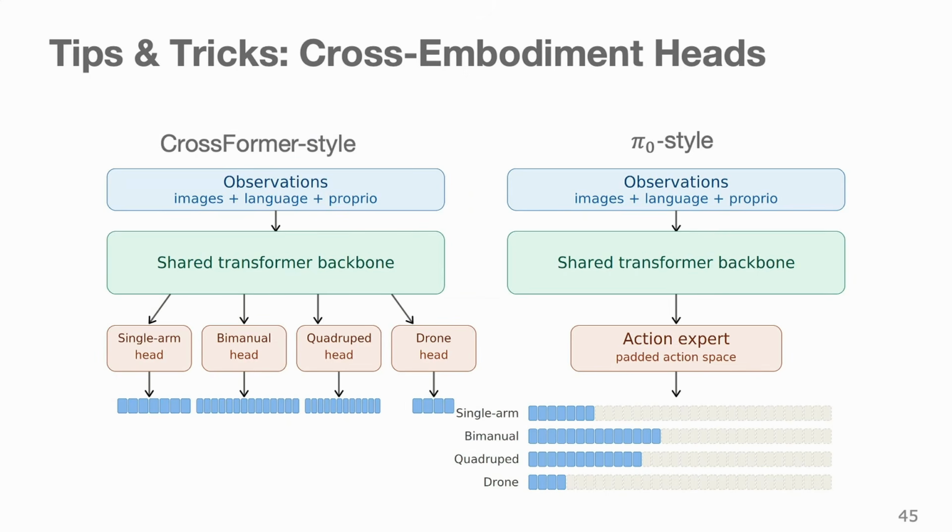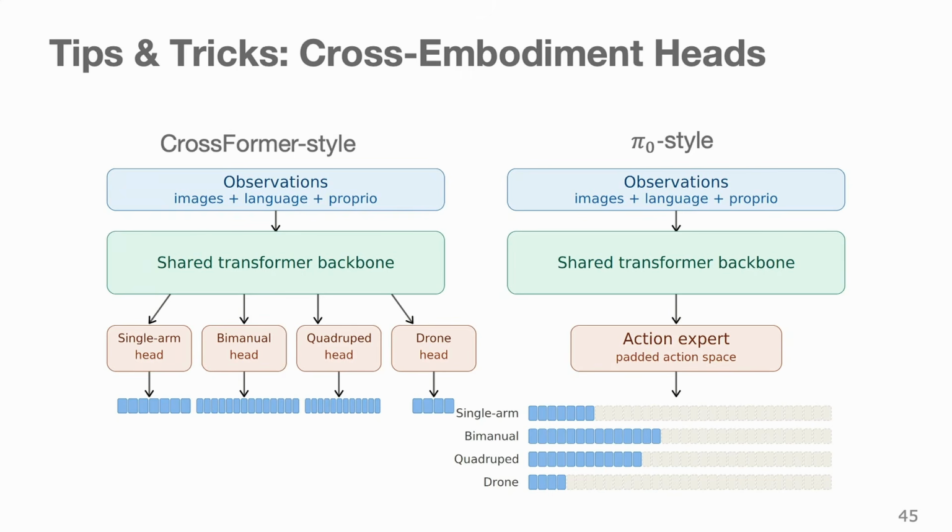Another practical question that comes up when you're training generalist robot policies is how do you handle the fact that different robots have different action spaces? Maybe one data set with one embodiment has a 7 degrees of freedom arm, and in the next data set you have a bimanual robot with 14 degrees of freedom. There are two different approaches that are more or less popular.